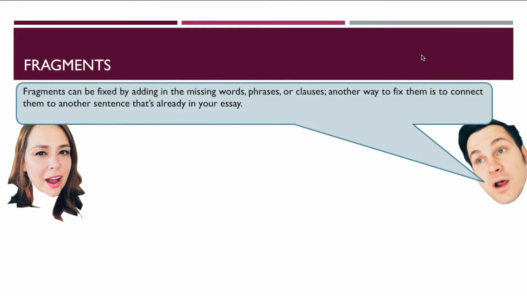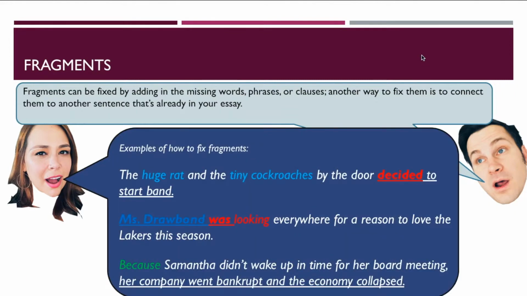Fragments can be fixed by adding in missing words, phrases, or clauses. Another way to fix a fragment is to connect them to a sentence that's already in your essay. Here's some examples of how to fix fragments. The huge rat and the tiny cockroaches by the door decided to start a band. Now we know what the rat and cockroaches did.